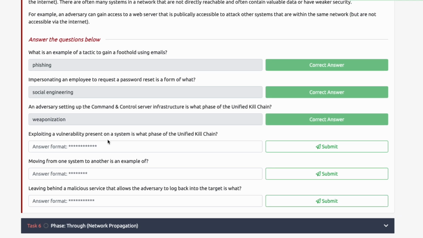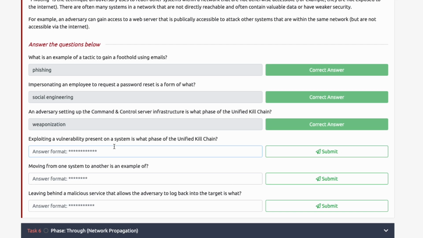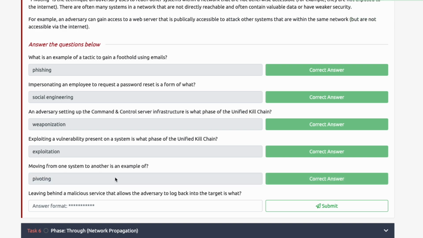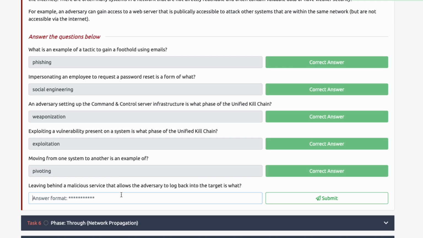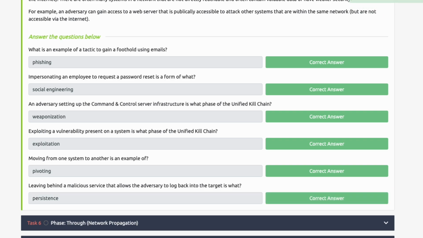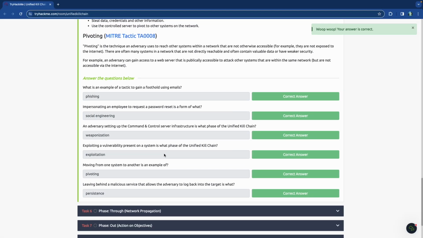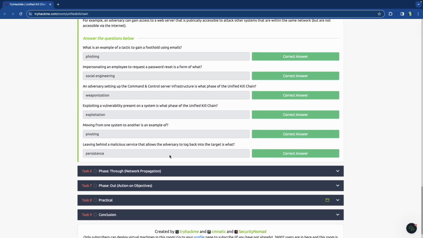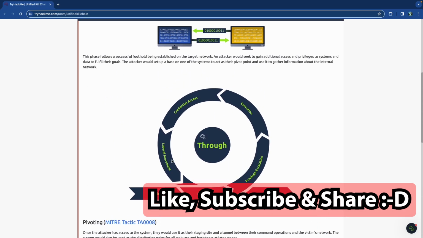Exploiting a vulnerability present on a system is what phase of the unified kill chain? Exploitation. Moving from one system to another is an example of pivoting, right? Leaving behind a malicious service that allows the adversary to go back is called persistence. Okay, very good. So now, this was the in phase, so getting your foot in the door, so to speak. And now we're going to go to the through phase.